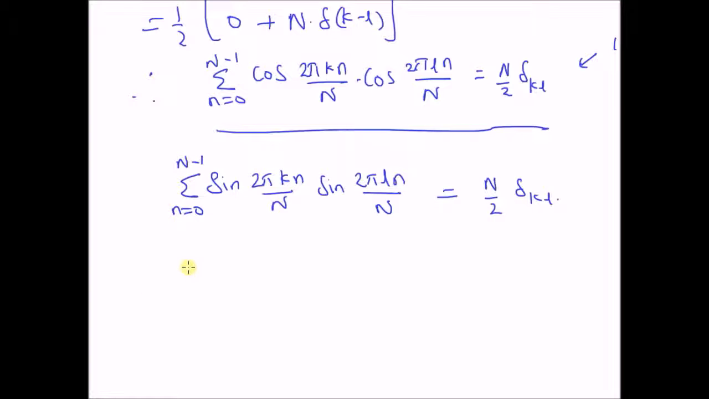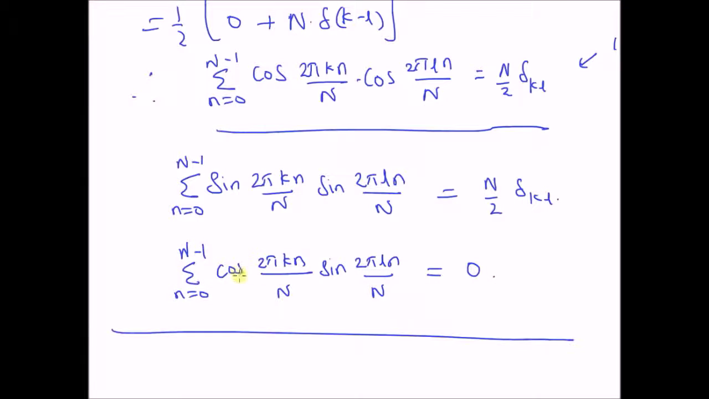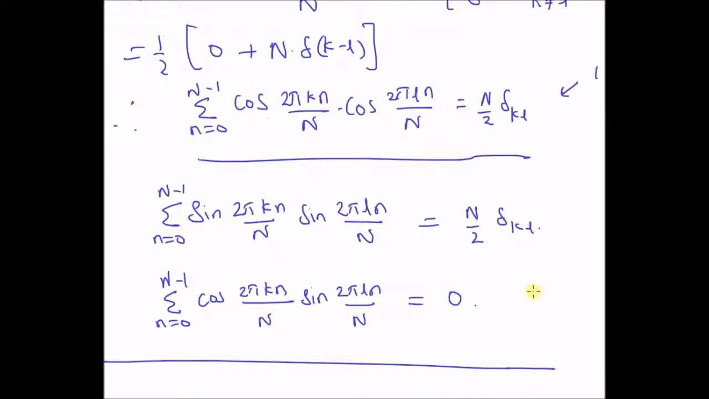And finally, we can also prove, using the same logic, that the sum n equal to 0 to n minus 1 of cosine of 2 pi k n over n multiplied by sine of 2 pi L n over n is always equal to 0. And note that this cosine and sine are basically interchangeable. That is, the dot product between a cosine vector and a sine vector is always 0 as long as k and L are less than n by 2. Now let us look at the numerical simulations supporting these results.